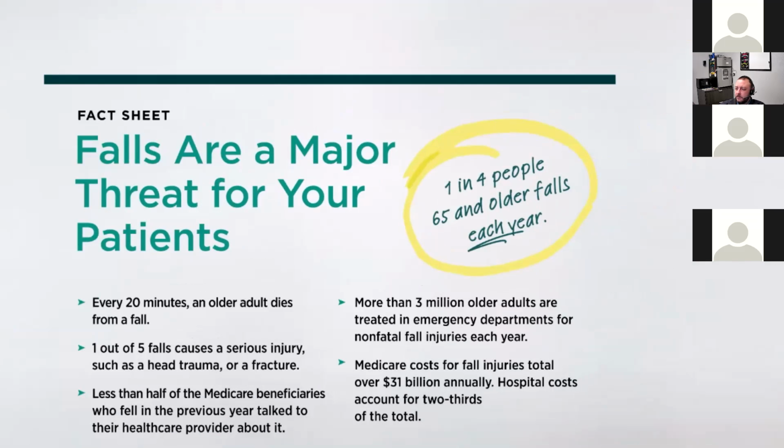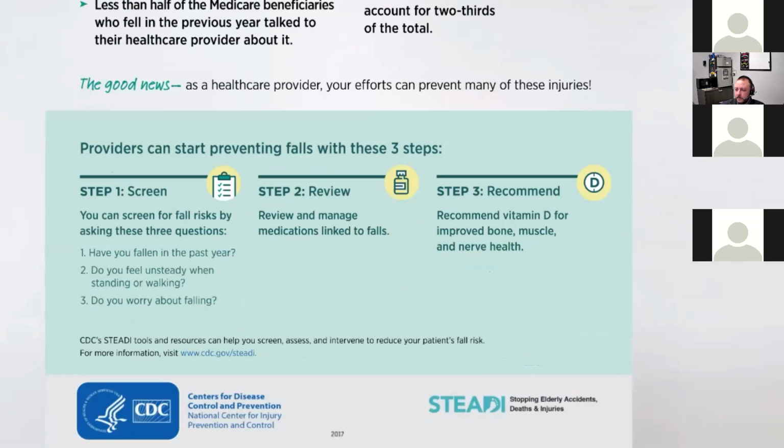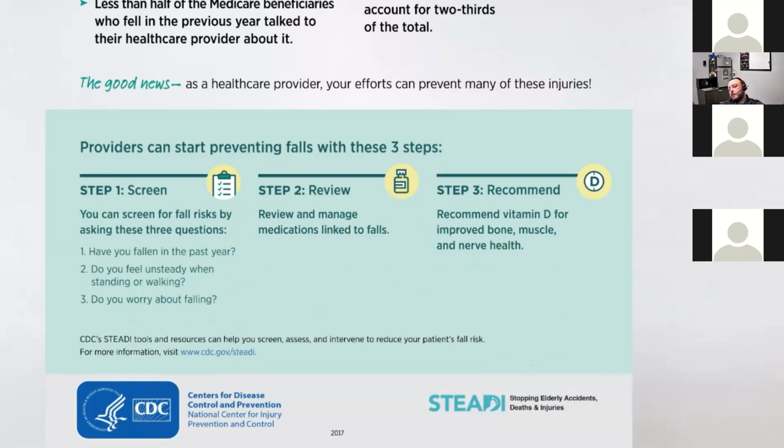In addition, they have some fact sheets for people that they can read over. Kind of an eye opener for elderly patients: 1 in 4 people 65 and older fall each year. Every 20 minutes, an older adult dies from a fall. 1 out of 5 falls cause serious injury such as head trauma or fracture. So you can go over these fact sheets with your patients and use this as supporting evidence of why it's so important that they don't fall and they make some changes within their home.